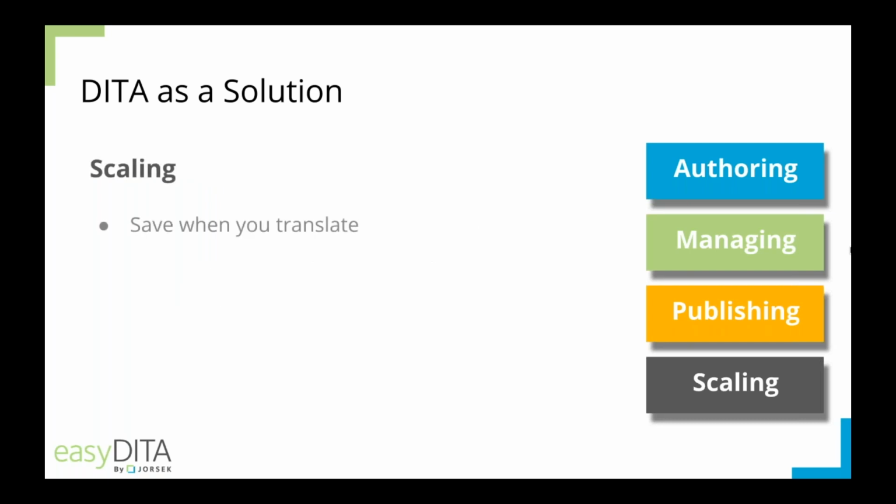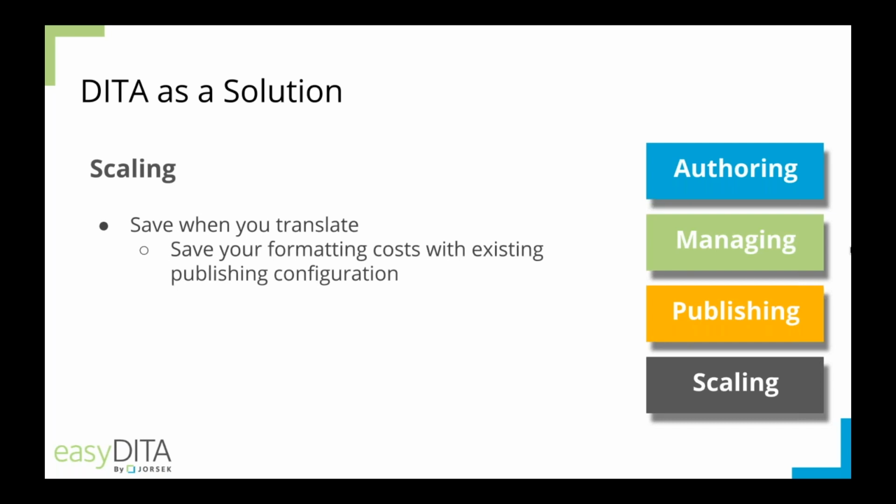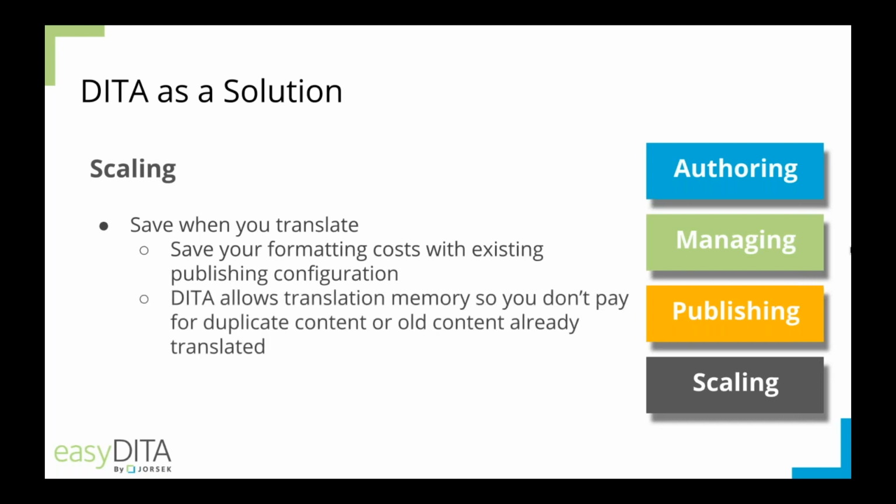Now, moving over to the scaling. You save when you translate. This is one of the big advantages of a DITA-based system, is that you save on that formatting cost for publishing with your existing publishing configuration. And the more you translate, the more you save. So DITA allows translation memory, so you don't pay for duplicate content or old content that's already translated. If you have a system that has a really robust use of content reuse, then instead of having to retranslate every time that topic pops up, it'll translate for the first time, and then with translation memory, it'll know that that section has already been translated, so you won't need to pay for it every time it comes back up for translation.